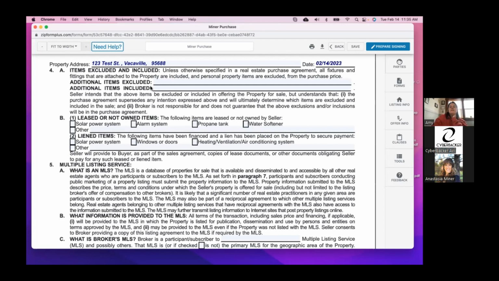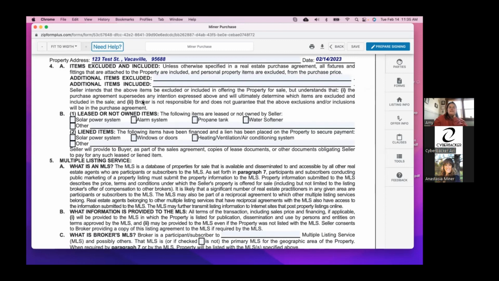Okay, here are additional items included and additional items excluded. You can make a list here, or you could say see attached addendum. If you fill in more space than is allowed, it will automatically go to a text overflow addendum, so you don't even have to add it. So you can either make an attached list if the seller put together a list, or you could just start typing in all the items here, and when it overflows, it'll automatically add a form for you. So it won't be cramped on this little line.